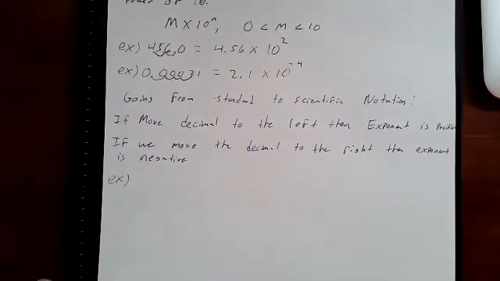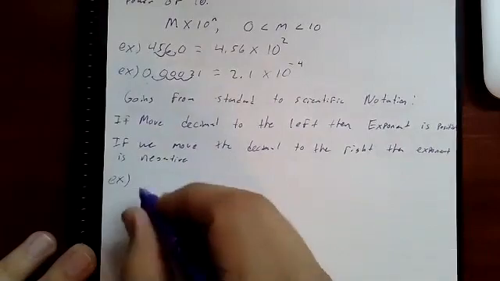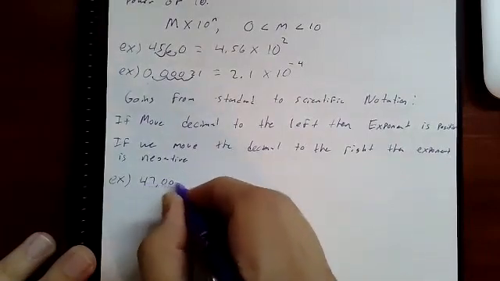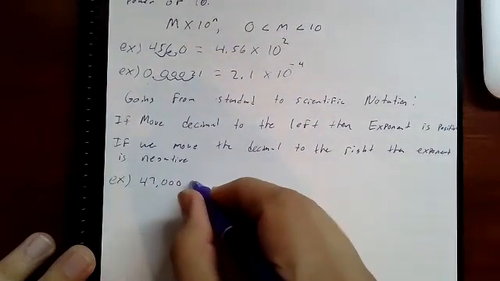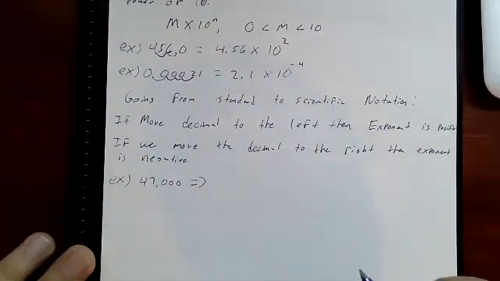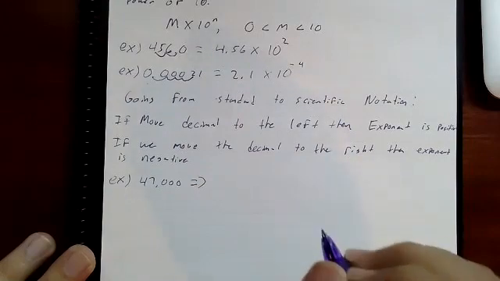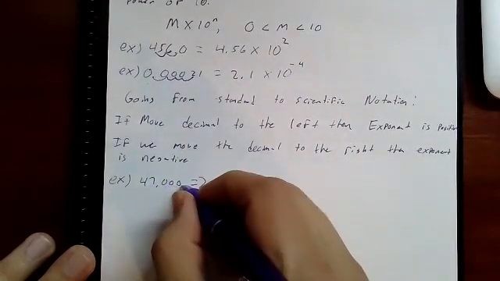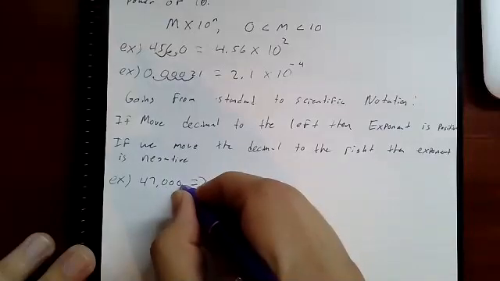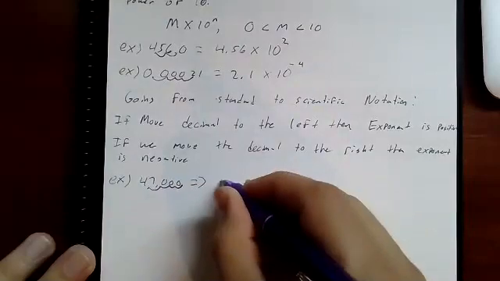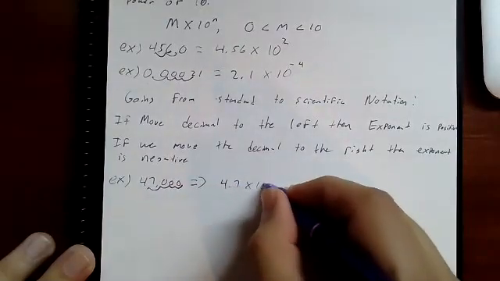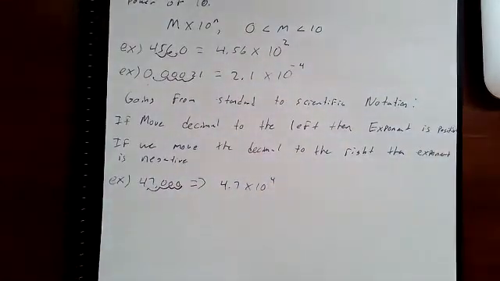Okay, then let's do a couple more examples. 47,000. In scientific notation, what do you think the exponent will be, positive or negative? When you don't see a decimal, you assume it is at the end. 1, 2, 3. Yeah, it's going to be positive.